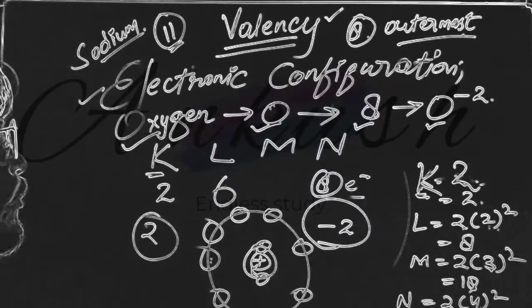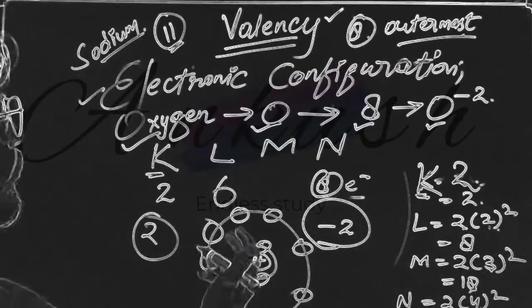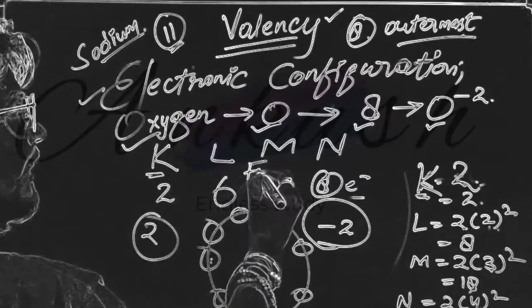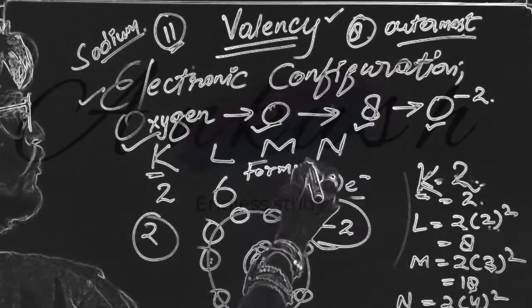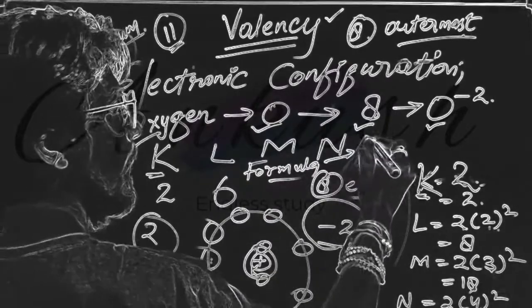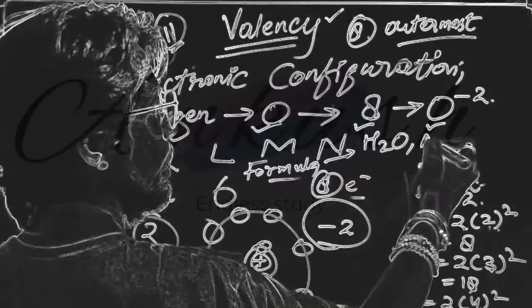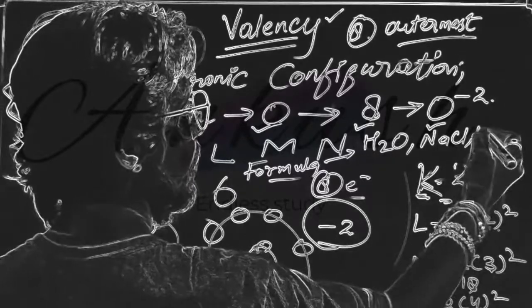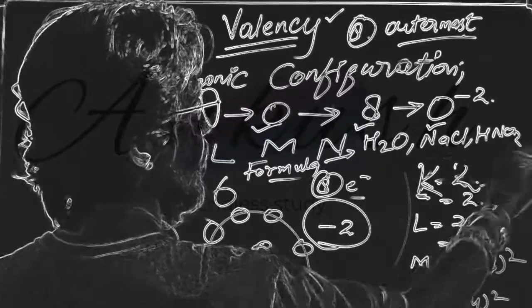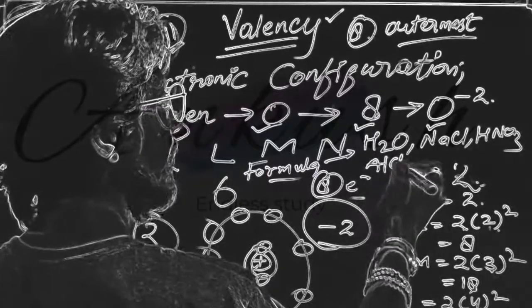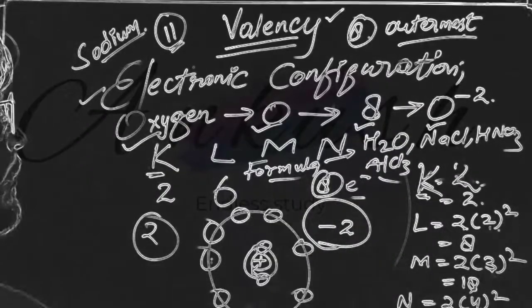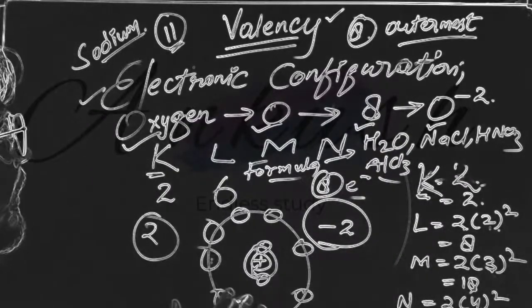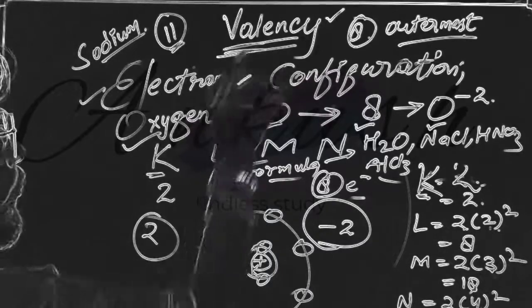Once you learn how to find the valency, then you can easily make chemical formulas, which we write like H2O, NaCl, HNO3, AlCl3. These are all chemical formulas. You will be able to make these only when you learn about valency.